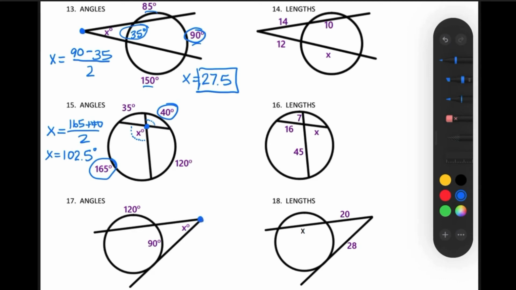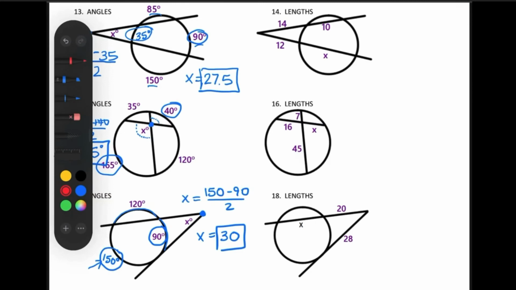And finally, number 17, another one where the vertex of the angle is outside the circle. So we're going to need to take arc minus arc divided by 2. This arc, we would just have to take 360, the whole circle, and subtract off the 120 and the 90 that we already know about. That leaves us with 150 out there. Always take the bigger one minus the smaller one. That way you won't get a negative angle. And we wind up with x equals 30.